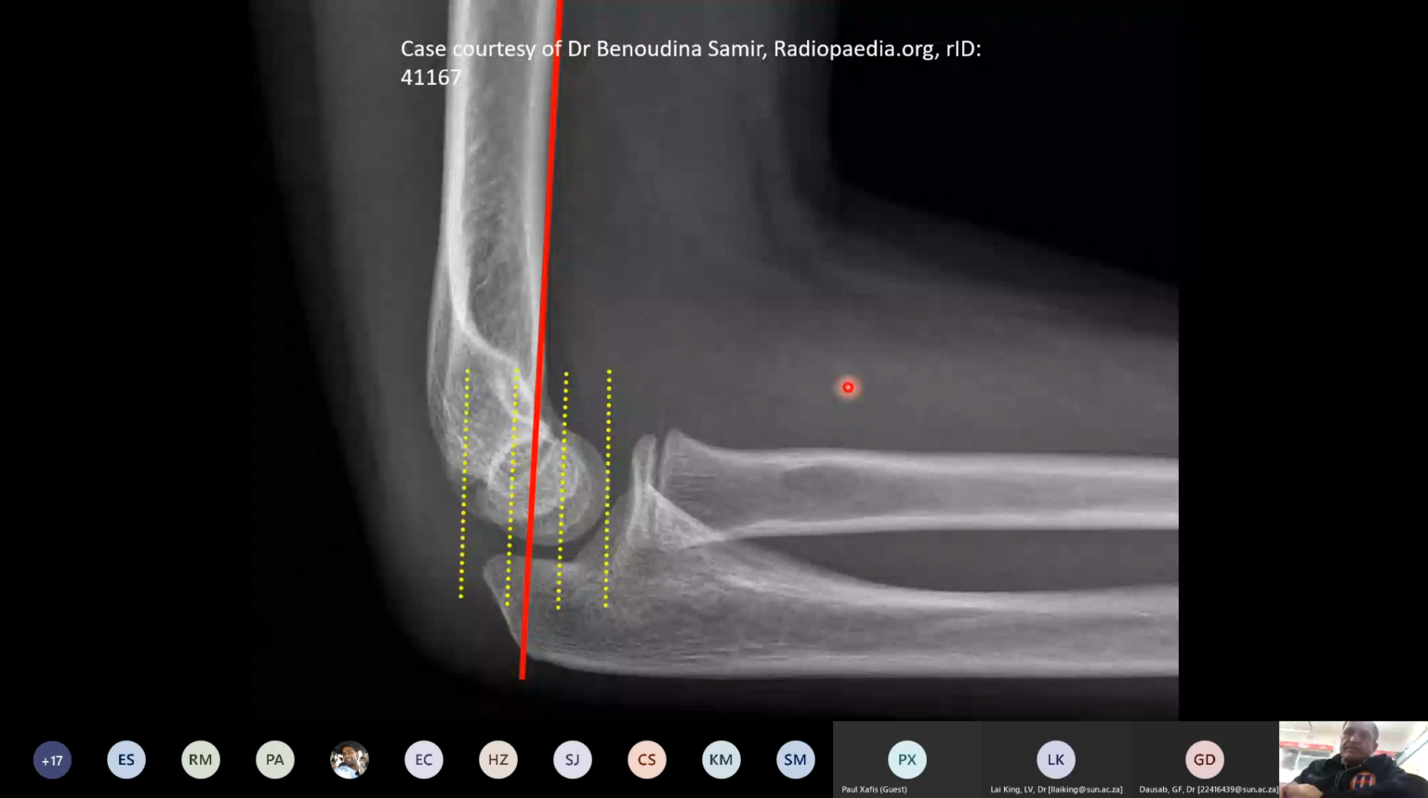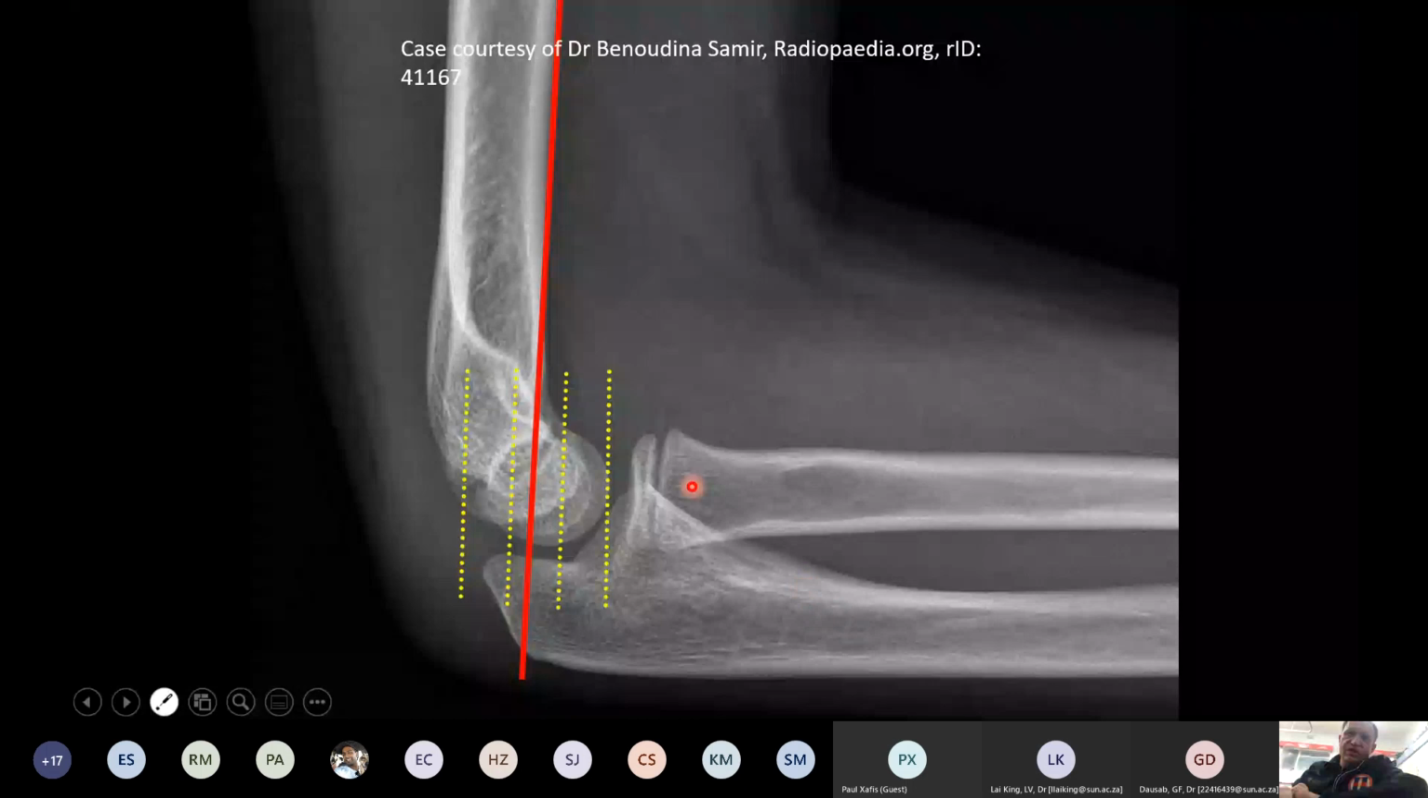Okay, the radiocapitellar line, as I said, should be drawn from the neck of the radius and should intersect the capitellum. If this line goes superior in that plane, it means that the radial head is injured. If the line does not intersect the capitellum, as I said, there might be a dislocation of the radial head, so be aware of that.